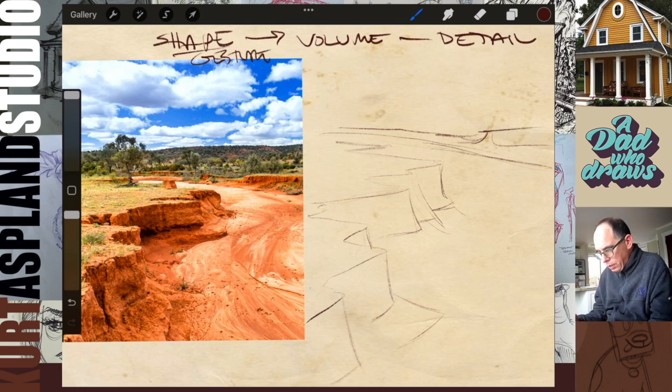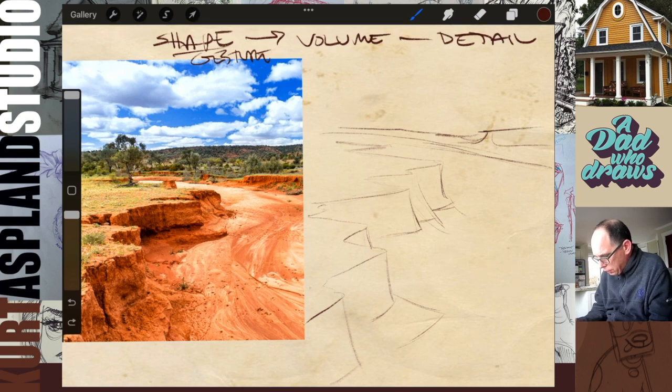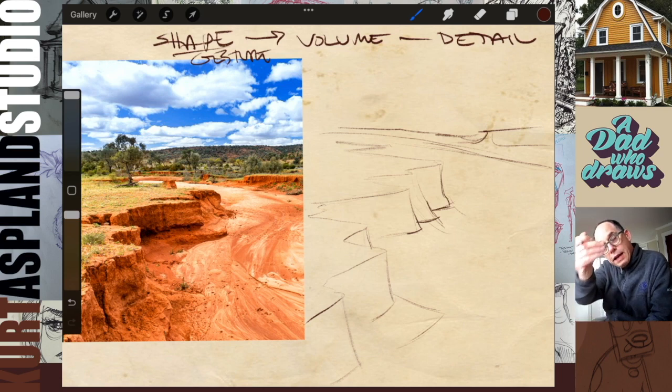So we have put our shape down. We jumped into volume already by giving this volume. We've incorporated this idea of overlap. Overlap is like this. You see that? And we're using overlap in our cliffs. There's overlap, there's overlap. And this gives a sense of depth of looking back at something.